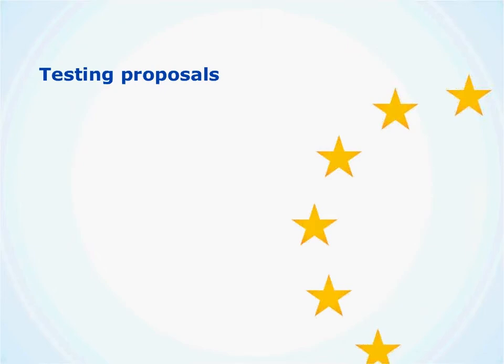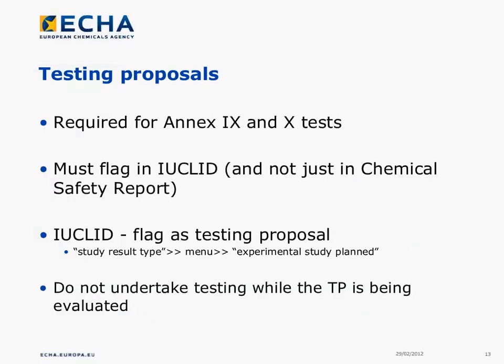We're going to cover testing proposals just briefly because they're an important element of meeting the information requirements. These are required for tests at Annex 9 and at Annex 10. When you submit a testing proposal, you do so in your Euclid dossier. You submit a registration dossier in Euclid.